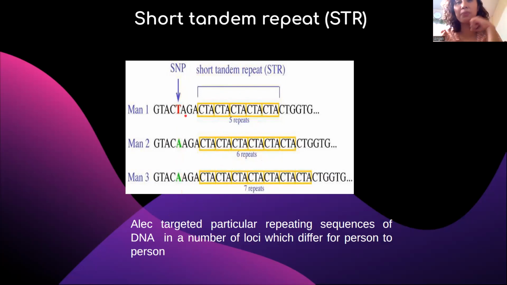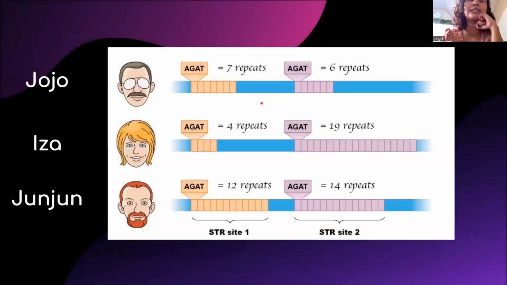Anyway, hindi yan dapat natin. Pero, ganyan. Example pa, guys. So, we have Jojo, Eza, and Junjun. Okay? Jojo, guys, IGAT, in this loci, it was repeated 7 times. For Eza, it was only repeated 4 times. And for Junjun, it was repeated 12 times. Yan. So, magkakaiba sila. It's unique.